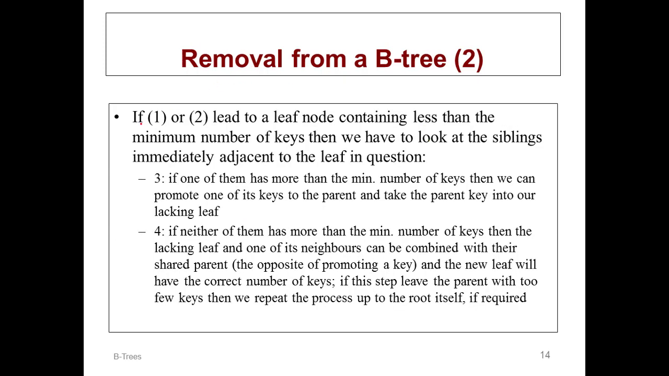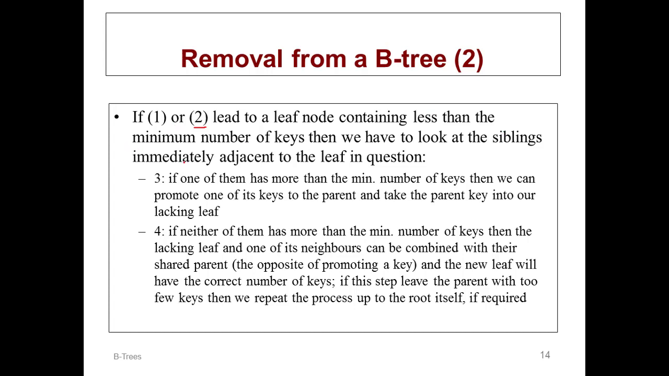Now consider point number 1 or point number 2 which were discussed. Point number 1 was a value to be deleted from the leaf node, causing it to have fewer than the minimum number of keys at that particular level. Point number 2 says that if the value to be deleted is in a non-leaf node, then we need to promote its successor or predecessor to that location, which may lead to a leaf node containing less than the minimum number of keys.